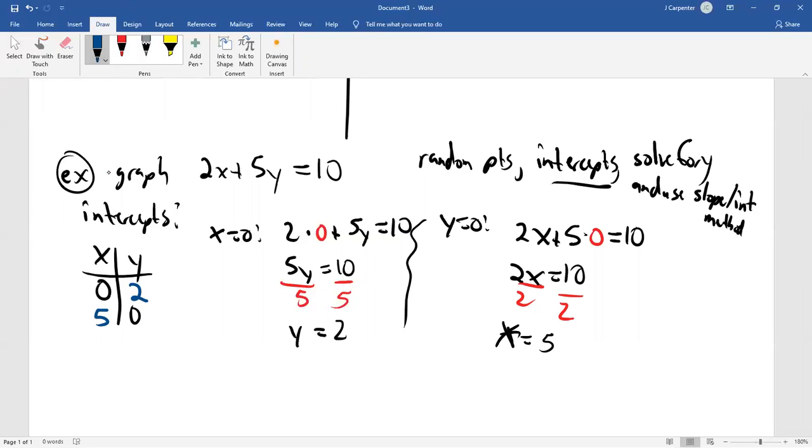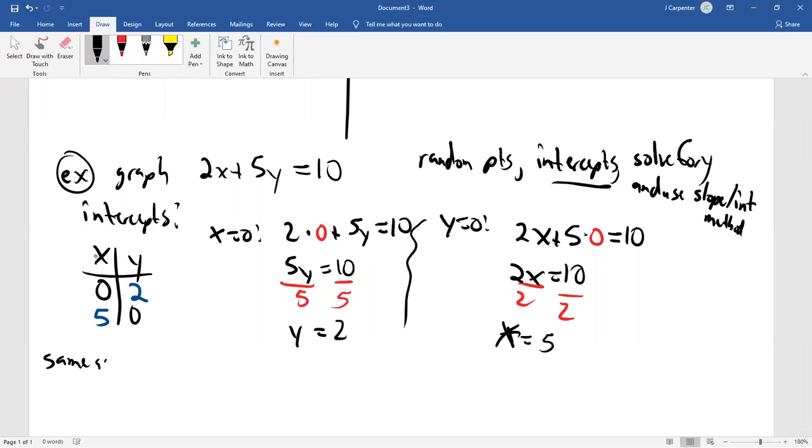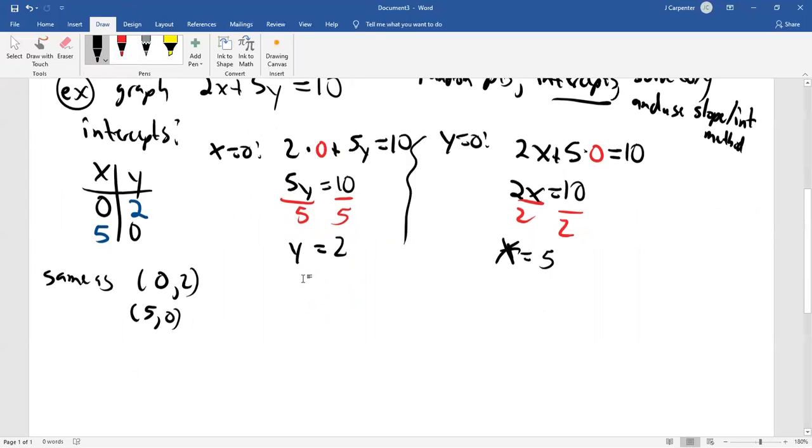So that point is 5 comma 0. This is a table of values. That's the same thing as having points 0 comma 2 and 5 comma 0 as coordinate pairs. Nice thing about intercepts is they're going to be sitting on the axes.